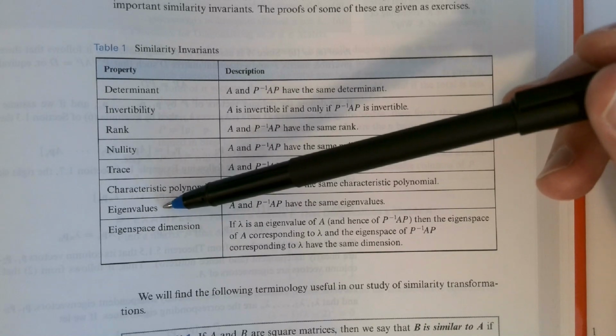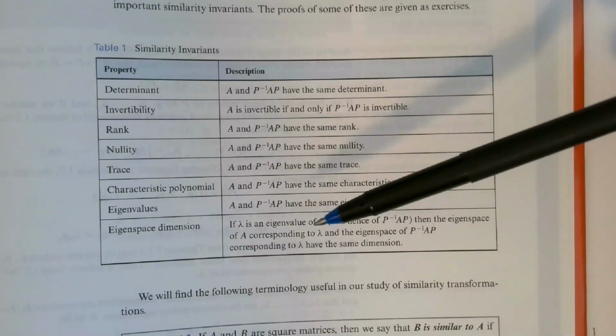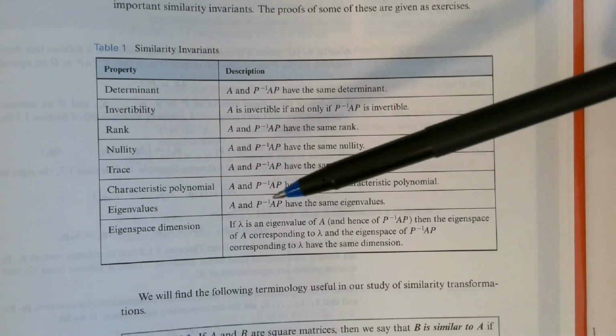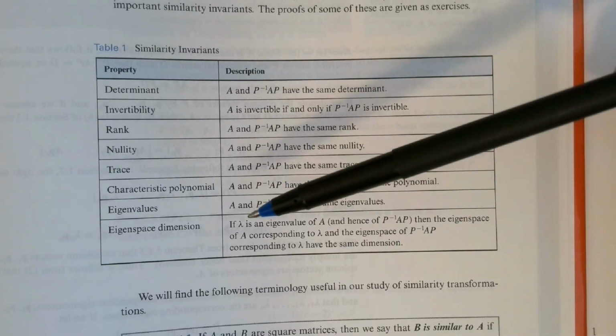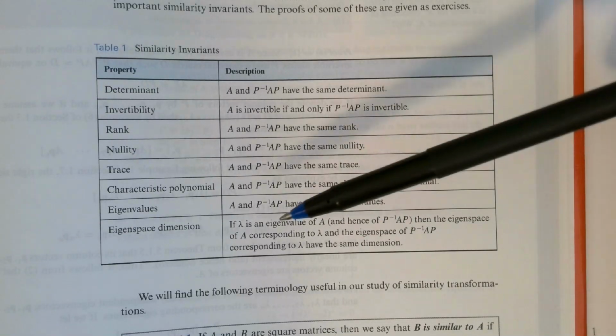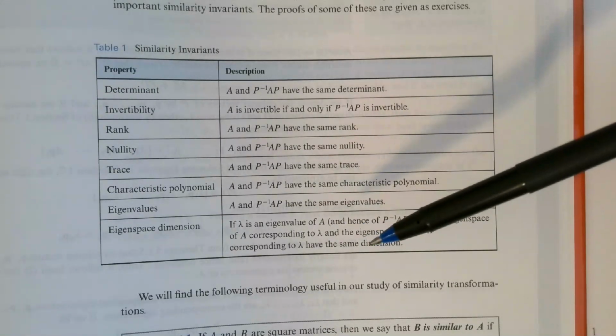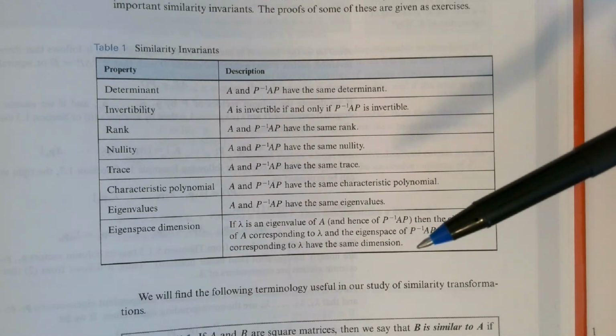Now, does that mean they have the same eigenspaces corresponding to those eigenvalues? Well, no. If lambda is an eigenvalue of A, then it's also an eigenvalue to P inverse AP. The eigenspace of A corresponding to lambda and the eigenspace of P inverse AP corresponding to lambda have the same dimension. So they have the same dimensions, not necessarily that they are exactly the same vector space. Okay.